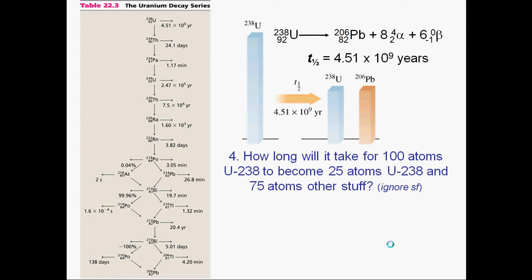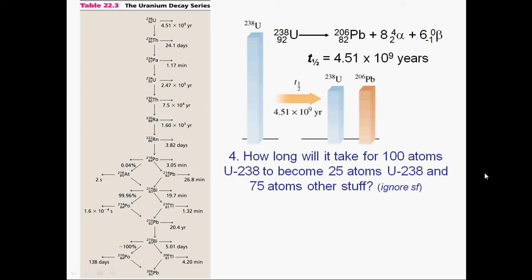Before we do that, just one more thing for you to consider. We've got uranium-238 here. Now on the left you see the long decay chain of uranium. Don't worry too much about that. But basically what we see is that the half-life, represented by T with a little 1/2, of uranium-238 is 4.51 times 10 to the 9th years, 4.5 billion years. The question here is how many years is it going to take for 100 atoms of uranium-238 to decay down to just 25 atoms of uranium-238 and then 75 atoms of other things, in this case, lead.